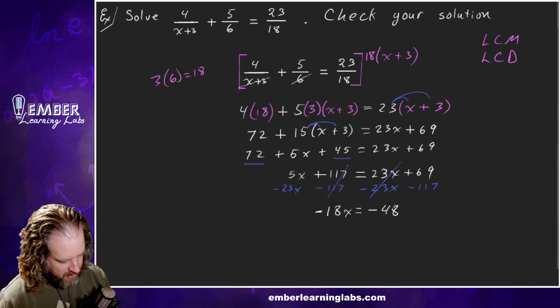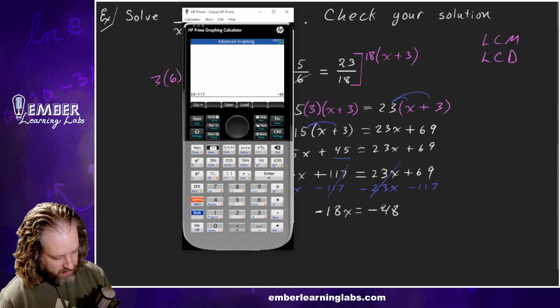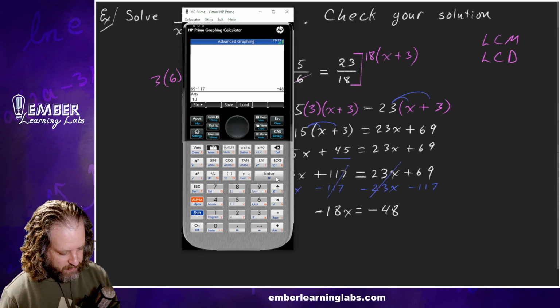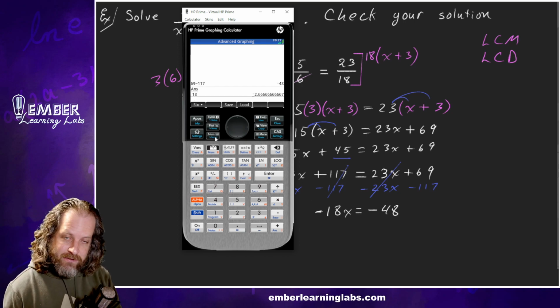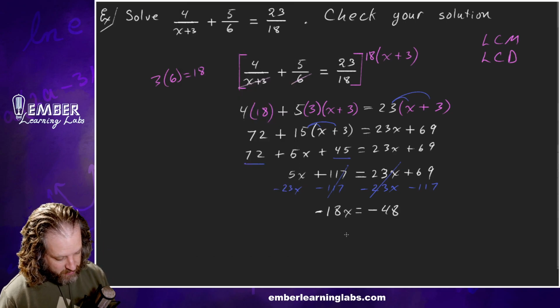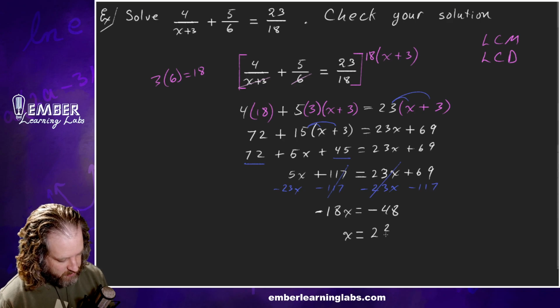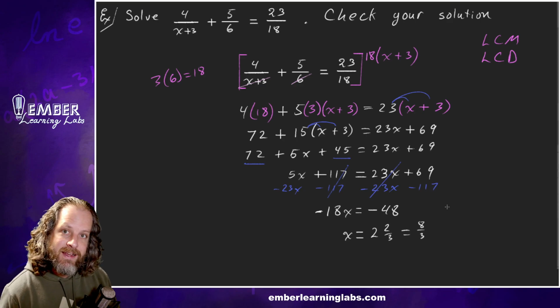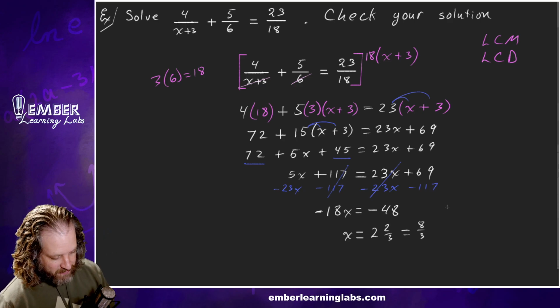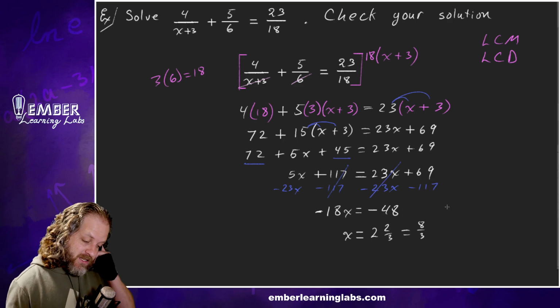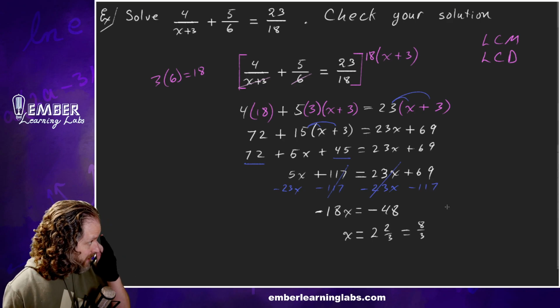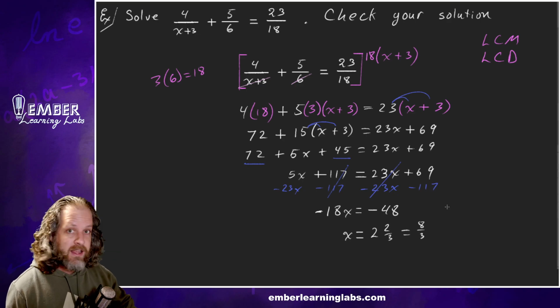Negative 48. So let's divide by 18, or by negative 18. I'm just going to divide by 18 to remember that I've got a negative divided by a negative, which will give me a positive. So it's not negative 2 2/3. It's positive 2 2/3, or you might get 8/3, or you might get approximately 2.7, right? Any of those might be the right answer. So we need to check this to make sure it's correct. And so let's chunk it in the thing.